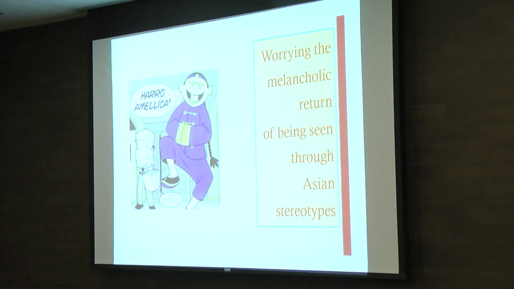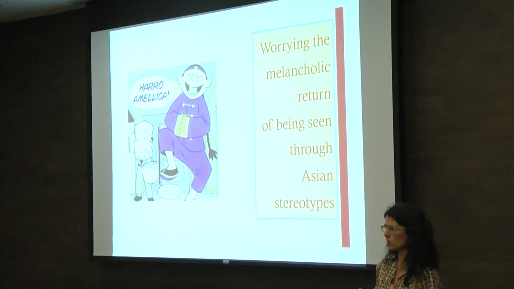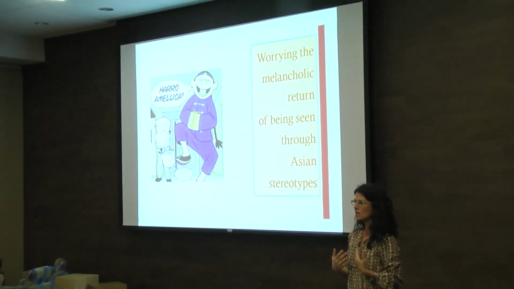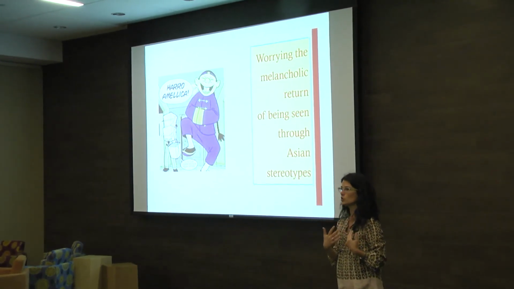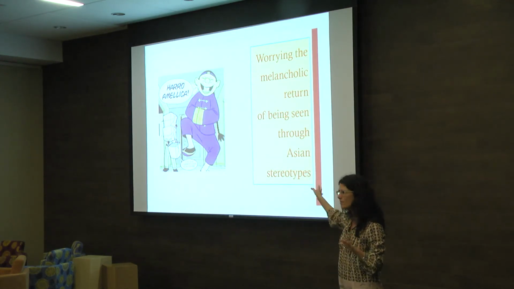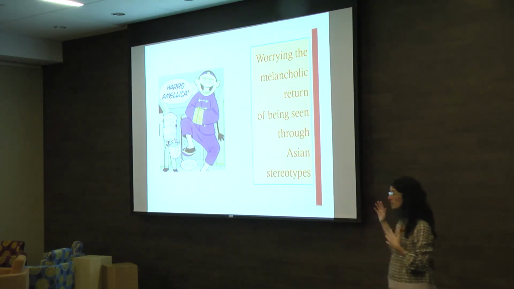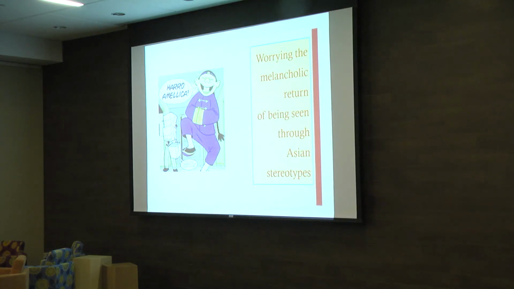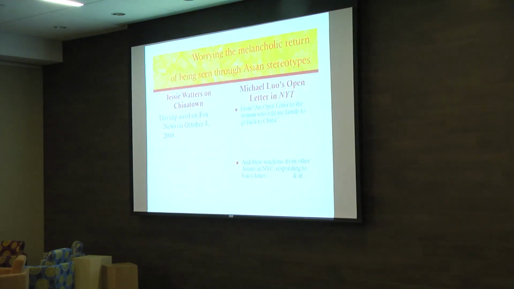So when we say that even if you become white in your mind, you worry about the melancholic return of being seen through Asian stereotypes, that means that even though Jin is doing everything he's supposed to do to become white, American white, the melancholic return is going to show up in, when people see me, do they see me as Chinky? Because that's what I'm always worried about. So it never goes away. Turning white is not a solution nor an option if you're a person of color, right?